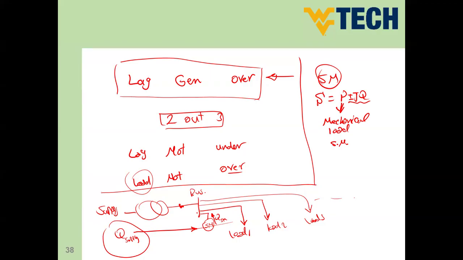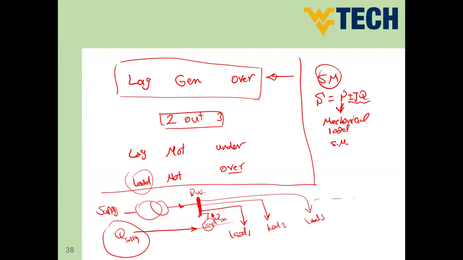So we do need to make the synchronous motor work at leading power factor. Why? Just to support the surrounding loads by reactive power and improve the power factor at the entrance of our factory. Okay. So this is one advantage of the synchronous motor. We can use it.